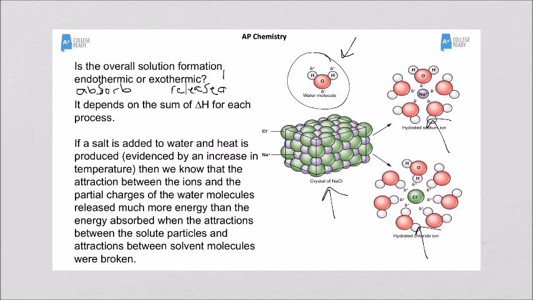So if a salt is added to water and heat is produced, meaning the solution's temperature is higher, then we know that the attraction between the ions and the partial charges of the water molecules released much more energy than the energy absorbed to break up the attractions in part 1 and part 2. Okay, so really think about this. If overall we see an increase in temperature because heat is produced, that means the attraction was greater and released much more energy.